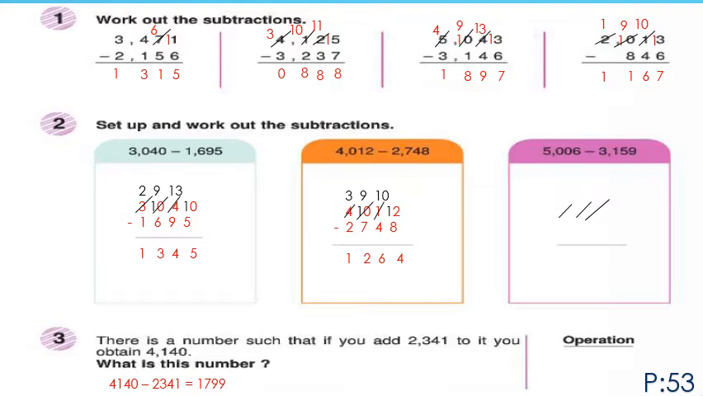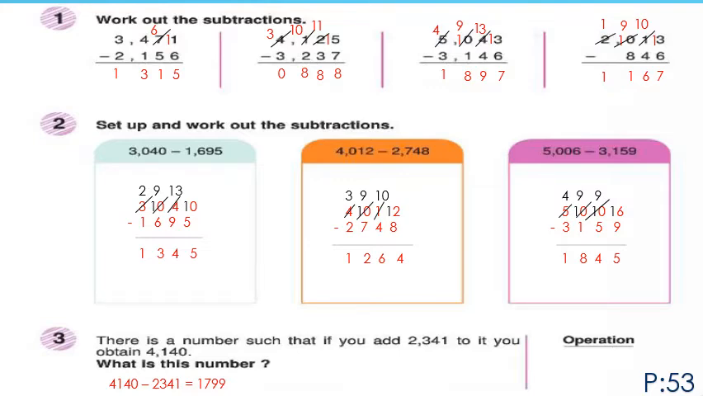In the hundreds place value, we have 9 minus 7, so that it's 2. And in the thousands place value, 3 minus 2 is 1. So the answer is 1264.